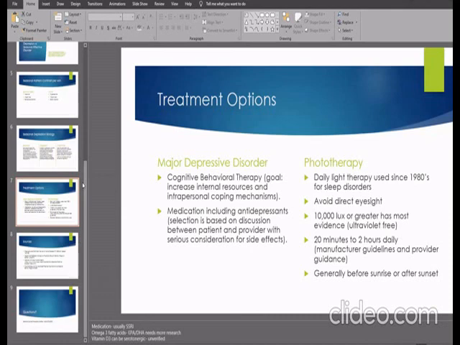That is not specific to SAD. That is just basic depression treatment, right? However, if we come over here and look at phototherapy, that's what a lot of people recommend, especially holistic providers, for people who are having depressive symptoms in the wintertime. So I just wanted to clarify a couple of points about phototherapy. And phototherapy is kind of exactly what it sounds like.